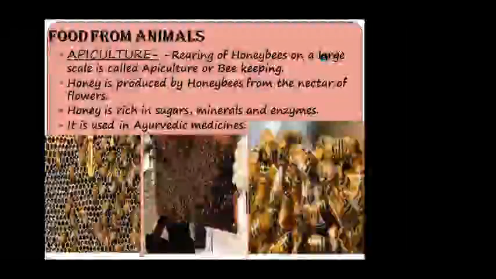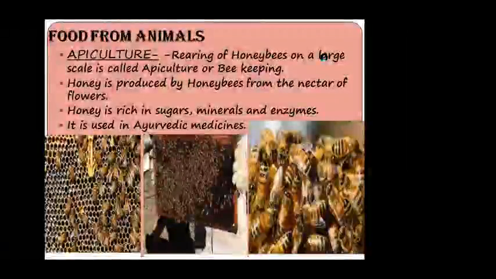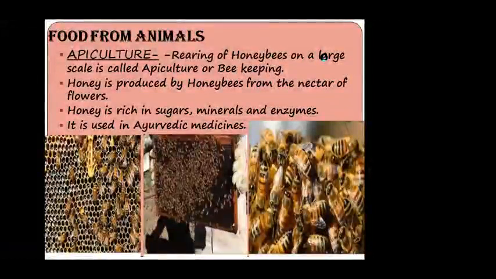Another food material that we get is honey. Rearing of honeybees on a large scale for producing honey is called apiculture or bee farming. Honey is produced by honeybees from the nectar of the flowers. Honey is rich in sugars, minerals, and enzymes. It is also used in Ayurvedic medicines.